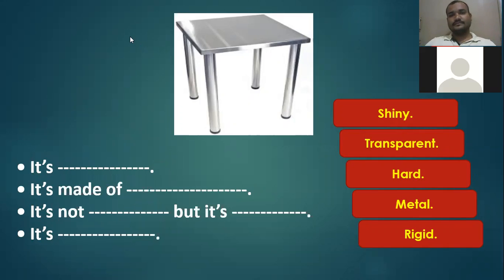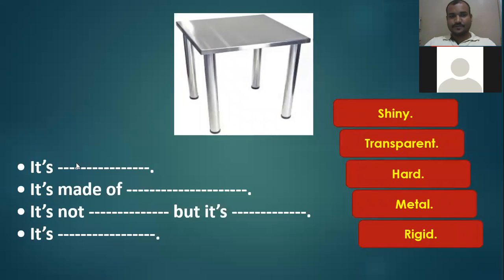It's shiny. It's made of metal. It's not transparent, but it's shiny, what you said in the first. Yes, but it's hard.